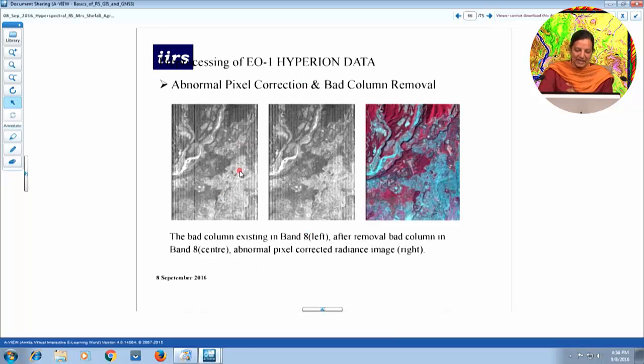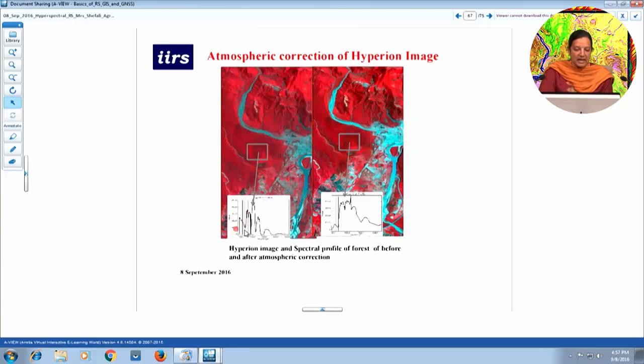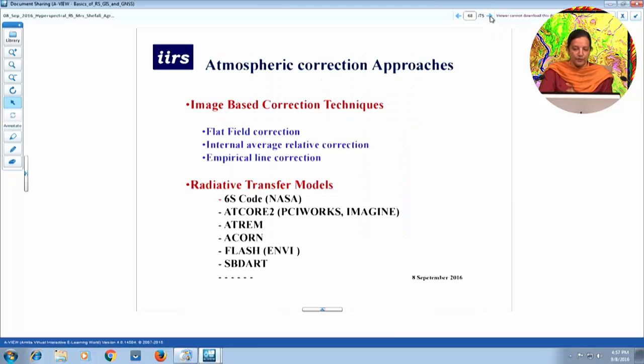These are the Hyperion images. You see there are certain stripes available which need to be corrected, that is radiometric correction, and this is the raw data. Without doing the atmospheric correction, the profile is different. This is the raw data without any atmospheric correction. This is after atmospheric correction. The profile appears very close to the ground spectra profile.